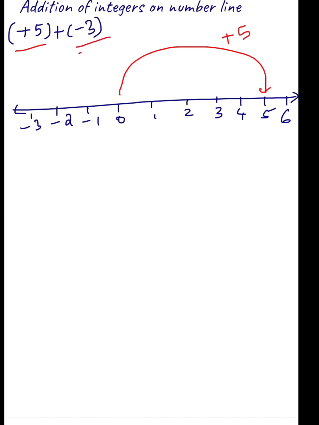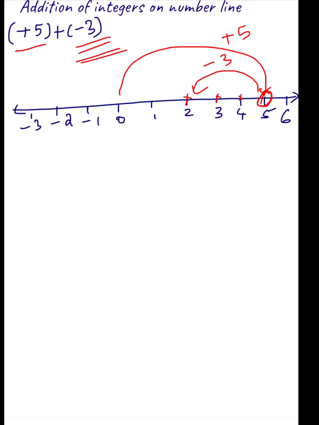Okay, since it is minus 3, you will be moving to the left side. Left side from where? From plus 5 you have to move. That is, from here you have to move to the left side. Since it is minus 3, you have to move 3 steps to the left side. That is 1, 2, 3. Okay, so you will reach here. That is, this is minus 3.